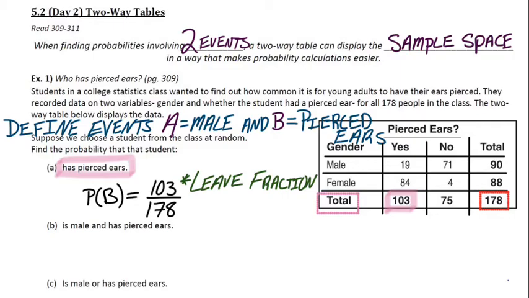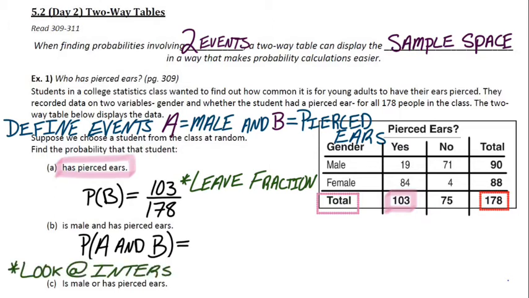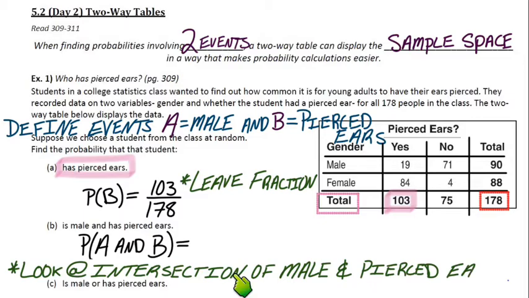Part B, what's the probability that the student selected is a male and has pierced ears? So there's two conditions that you have to meet. Not just any male, but male and pierced ears. So the probability of A and B happening at the same time. Well, let's look at the intersection of males and pierced ears. There's a really specific place. Here's males, that's a row. Pierced ears, yes, that's a column. Where do they intersect? Right there at 19. If I can color code this, there's males, there's pierced ears, so they intersect there at 19.